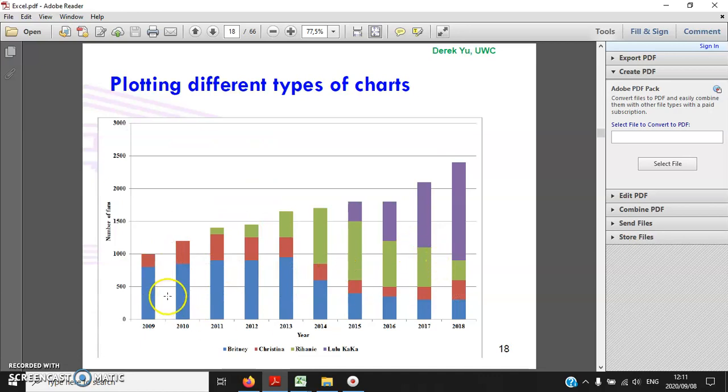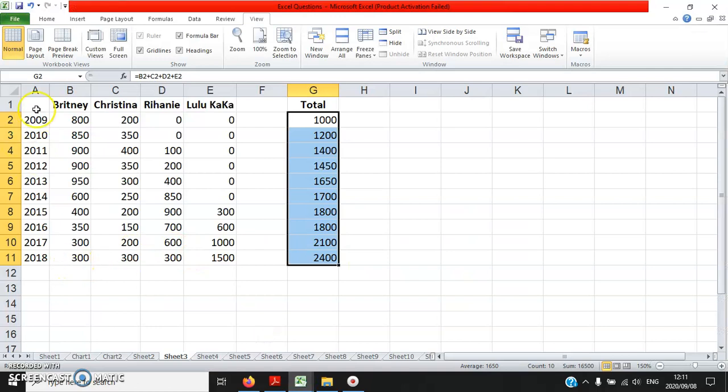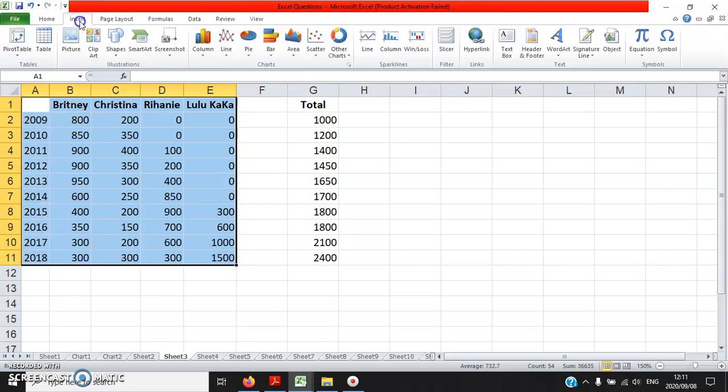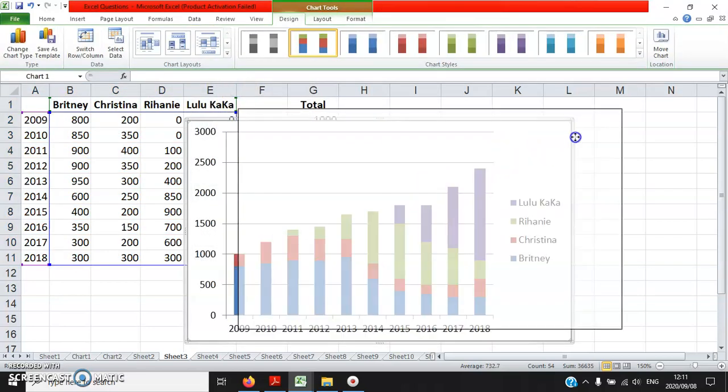First of all, 100% stack column chart. So what we have to do is we can highlight the full data range. I think Excel will be able to distinguish column A stands for the year or the x-axis. Let's see if that is the case. Insert column. This one, the second option in the top row, 2D stack column chart. Okay, this is quite nice.